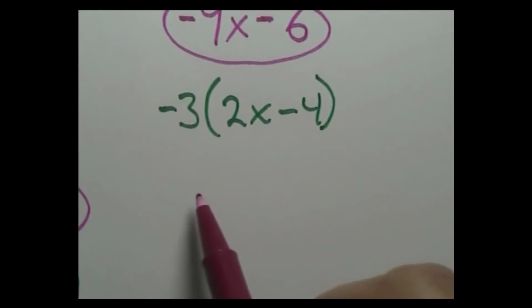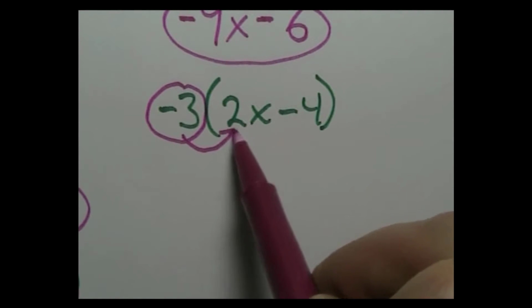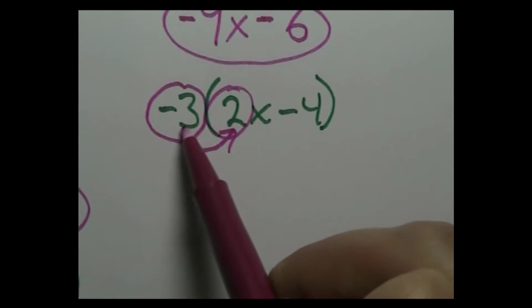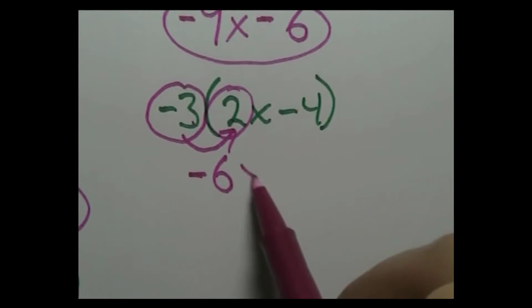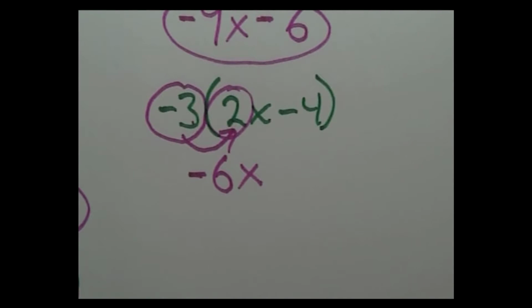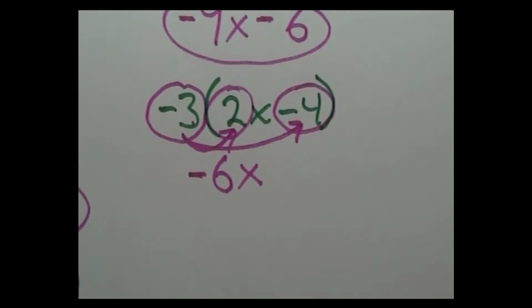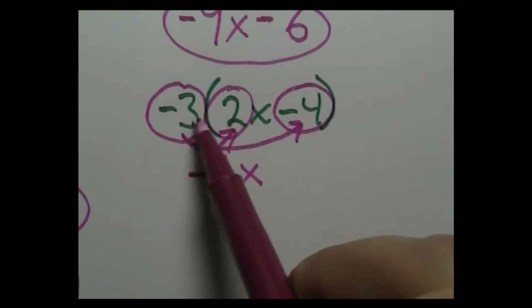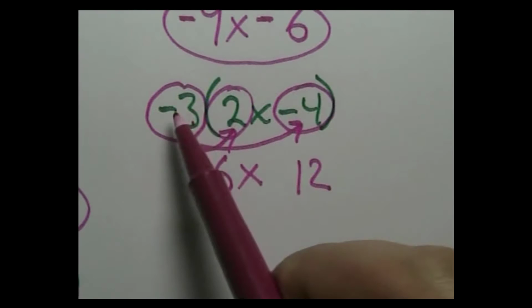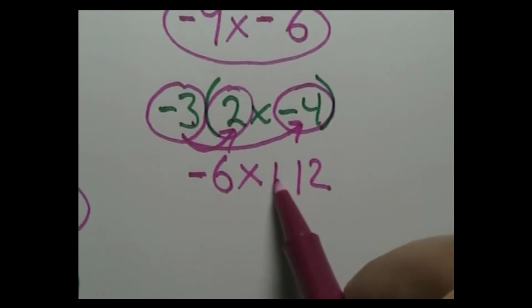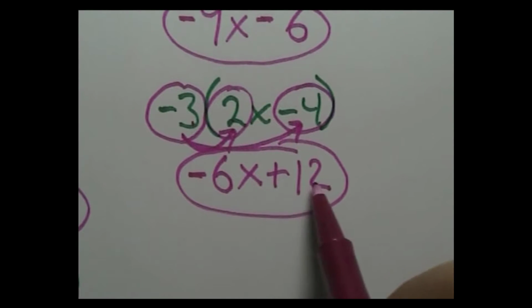Again, notice how I have a negative on the outside. Negative 3 times 2. 3 times 2 is 6, and there's one negative. So that's negative 6x. Then I have negative 3 times negative 4. 3 times 4 is 12. There's two negatives, so they cancel. And that's why it's plus 12.